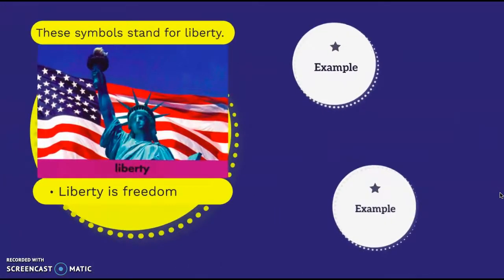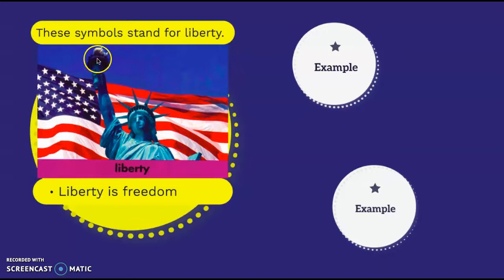These symbols stand for liberty. Let's say the word together. Liberty. Liberty is freedom. So what symbols do you see right here? Well, I see the American flag in the background. Okay, I know that stands for the United States. So that's a sign of liberty.